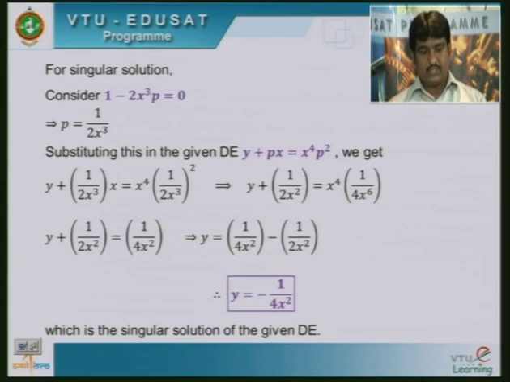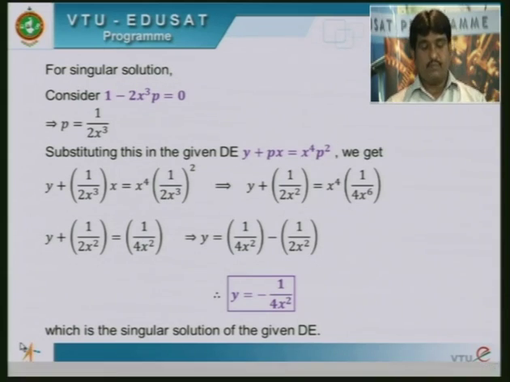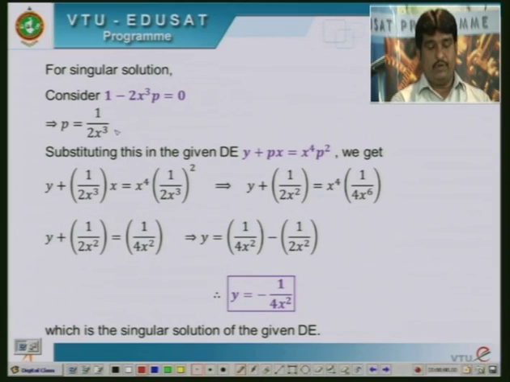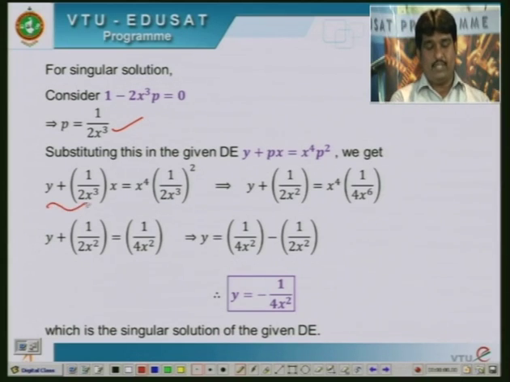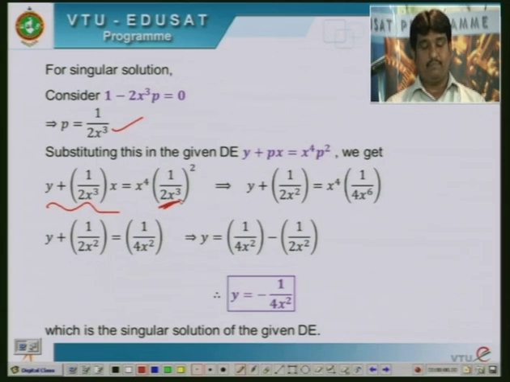The other method is equating the other factor to 0. 1 minus 2x cube p equals 0, which implies p equals 1 divided by 2x cube. Now substitute this value in the given differential equation. The given differential equation is y plus px equals x to the power of 4 into p square. You substitute p as 1 by 2x cube to get y plus p into x equals x to the power of 4 into p square.